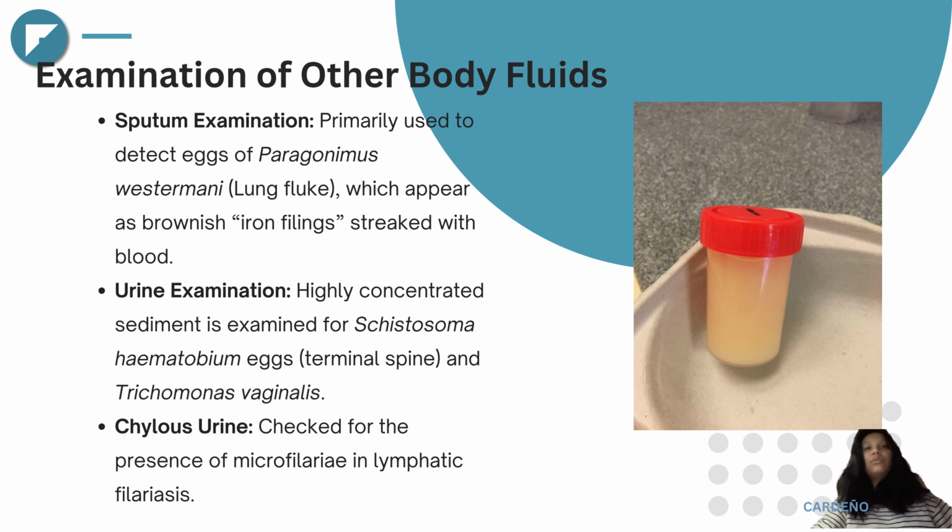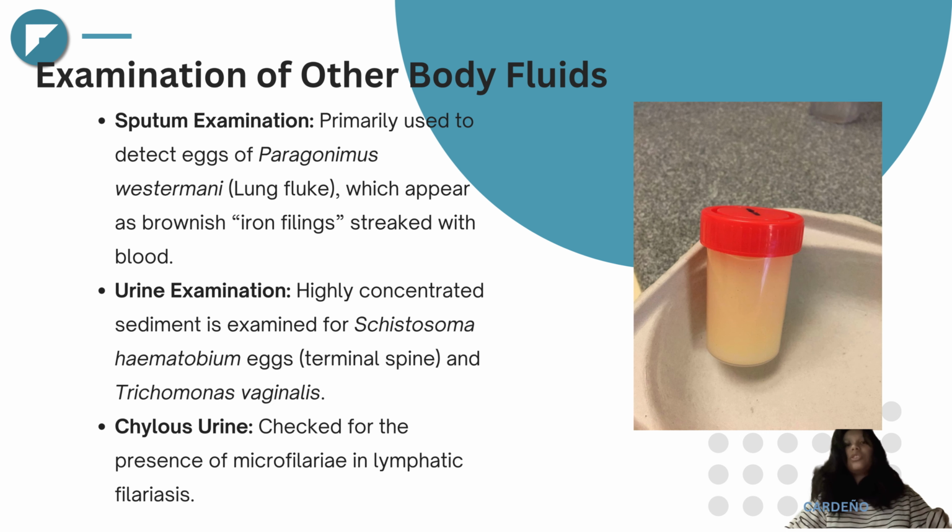Beyond blood and stool, other body fluids can reveal parasitic infections. Sputum examination is used to detect Paragonimus westermani eggs, which appear as brownish iron fillings streaked with blood.